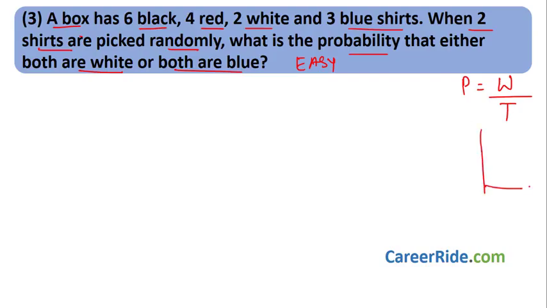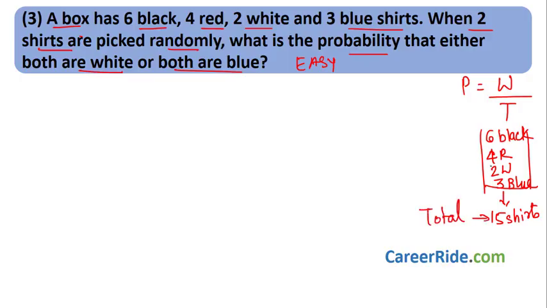Now there is a box. In that box there are 6 black shirts, 4 red, 2 white and 3 blue shirts. Total number of shirts are 6 plus 4 is 10, plus 5, so 15 shirts are there in total. That means 15 is the total number of possibilities. So we know what the total possibilities are, that is 15. Now let us see how to solve this sum.